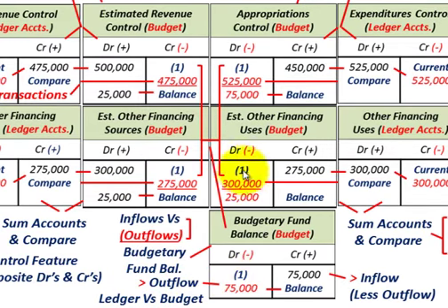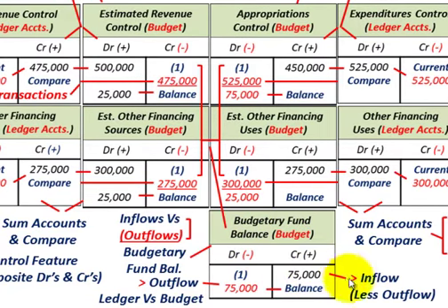So we went through a whole bunch of numbers, but you can see where this comes in handy to determine what you have for each of your different accounts for estimated revenues on your budget versus the actual. Appropriations control is your budget amount, and expenditures would be the actual amount. And the same for your estimated other financing sources versus your estimated other financing uses. Then you can just do your arithmetic for your debits and credits, and you can determine what you're sitting with at the end of the period, whether you are under budget or over budget.